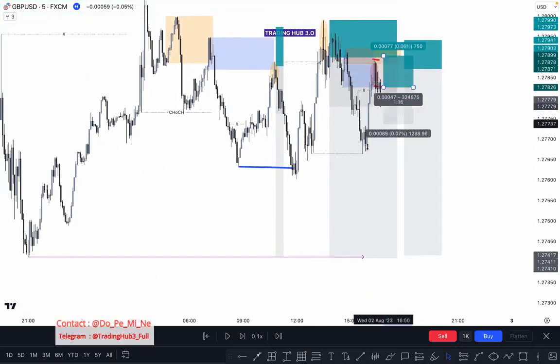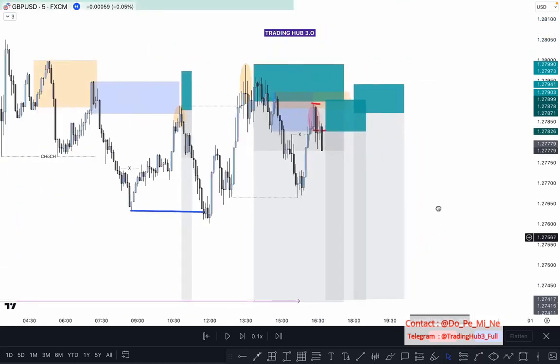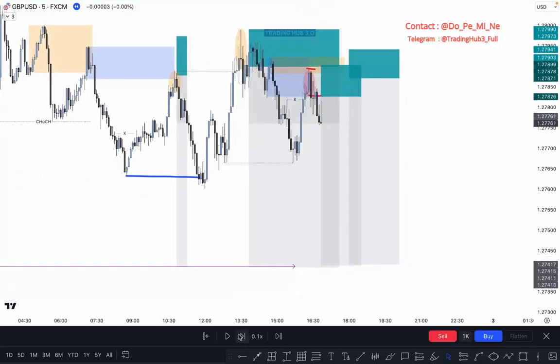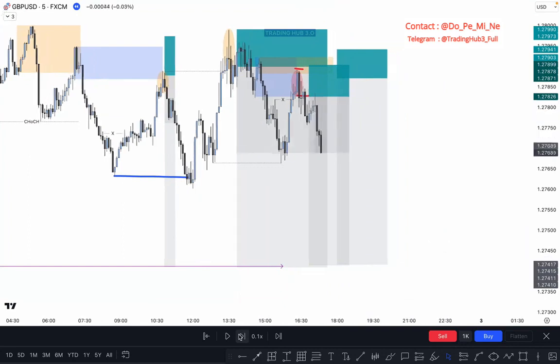If you are using 15 minute, then the 15 minute low. If you are using 1 hour, then the 1 hour main low, right? So these are the possible entries here for the sell. So let's see what happened next here.